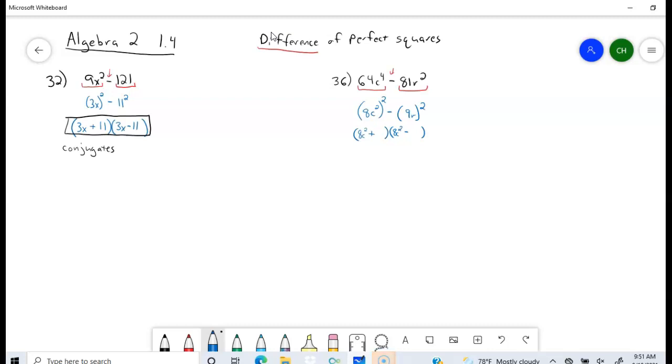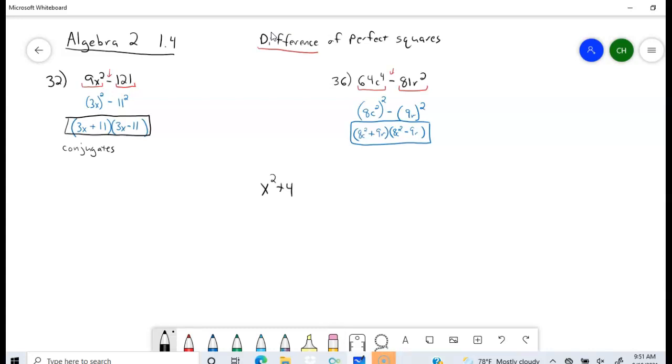And then the square root of the second one, which is 9r. Alright, so that's how we factor the difference of perfect squares. I just want to make sure that we note, let's just say we do, I'm making up a number. Let's say we have something like x squared plus 4.